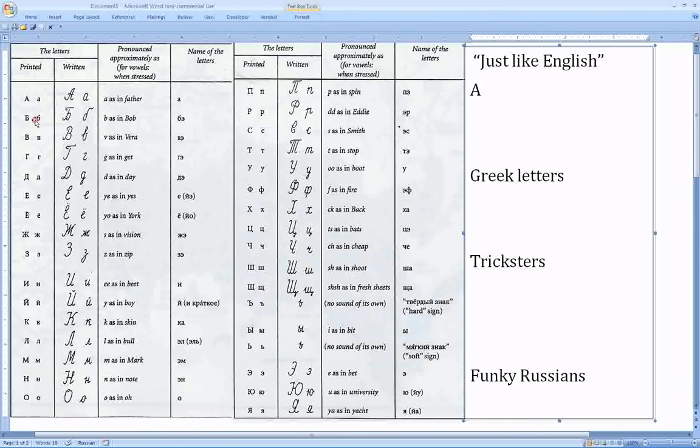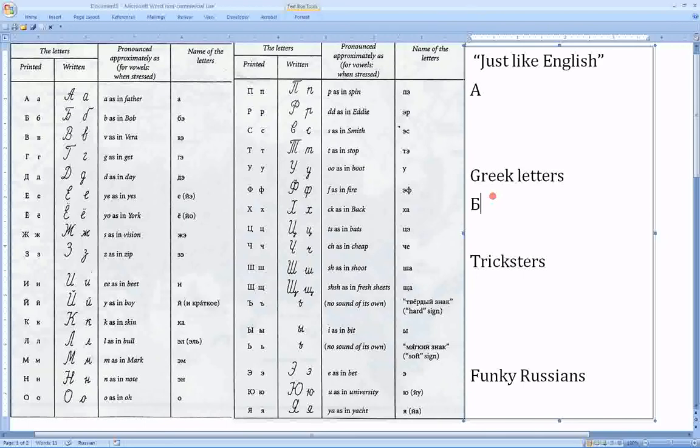The next letter in our list here is the letter B. B as in Bob, it's pronounced. The letter's name is B. That is, if you know your Latin, if you know your Greek letters, that is the Greek letter beta, the second letter of the Greek alphabet. It's also the second letter of the Russian alphabet. Interestingly enough, the old Russian name, you know, just like Greek has alpha, beta, gamma, delta, epsilon, all those names for its letters.